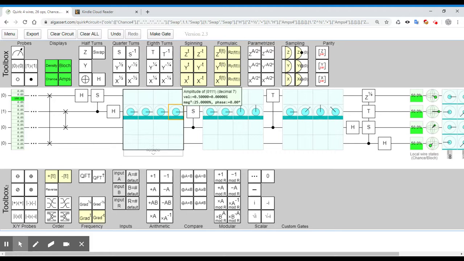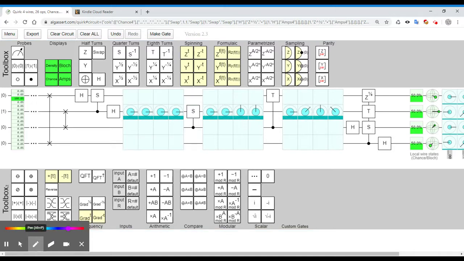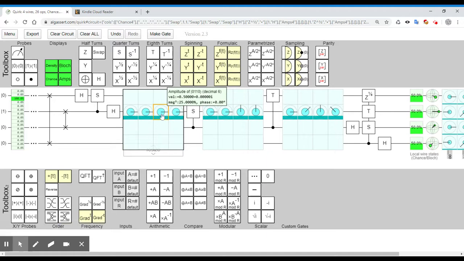So the one. 0, 0, 1. Trying to think. 0, 1, 0, 1. Yeah. Okay, so this is affecting the one because this is so confusing. This is affecting the second qubit. This rotation is affecting the second qubit starting from the right. That's why it affects those two boxes.